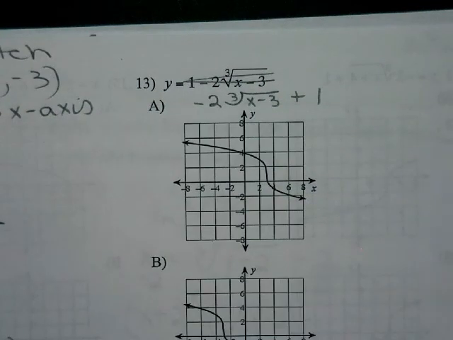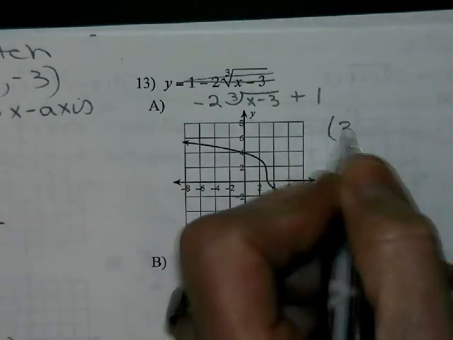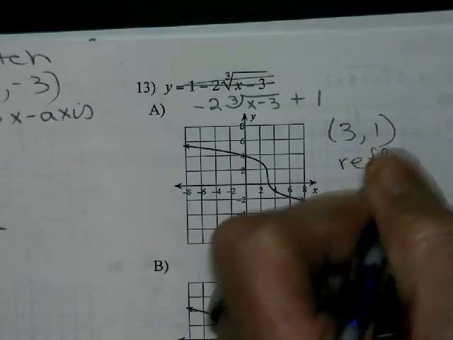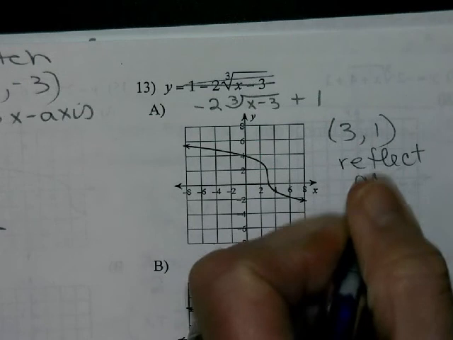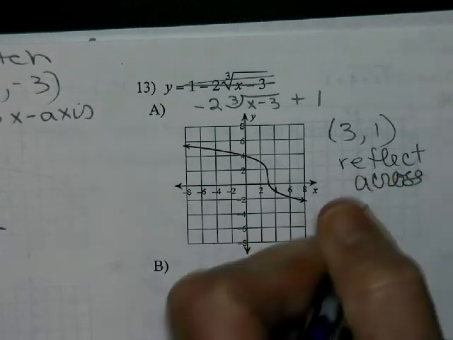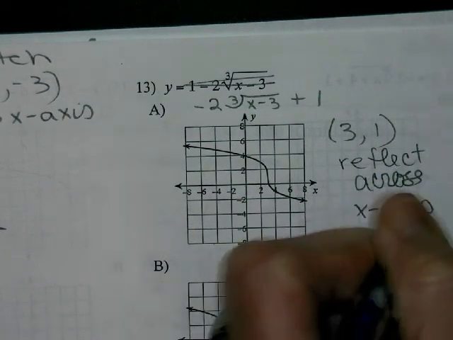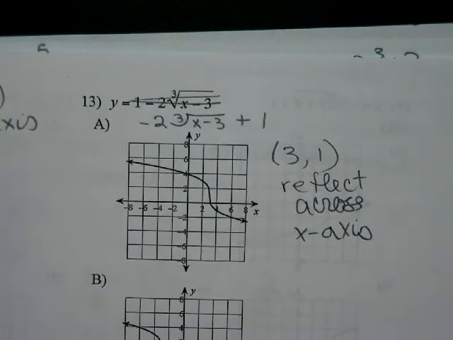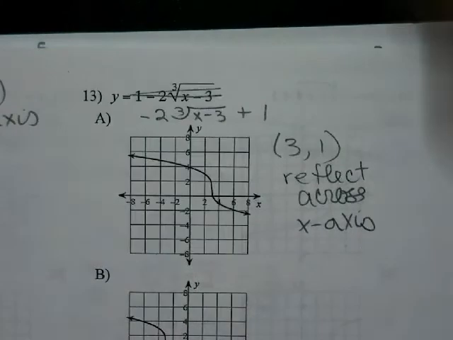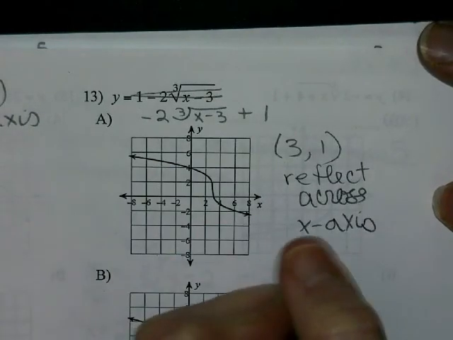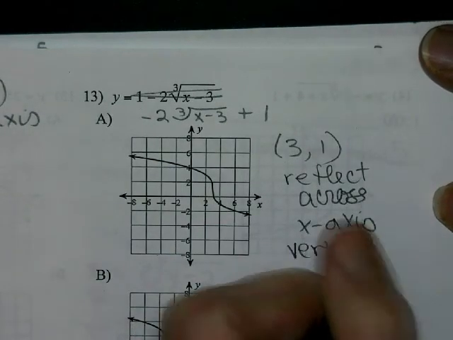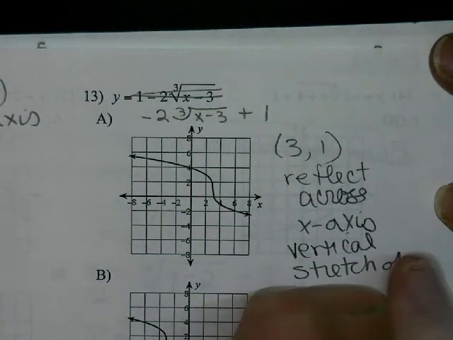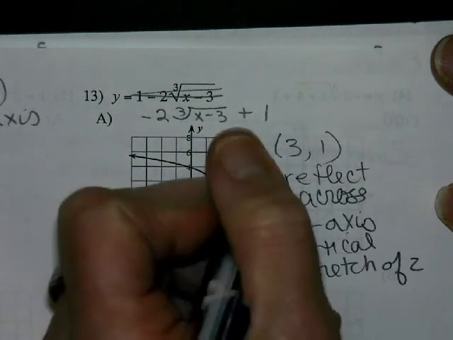This one's a jumbled up mess. Got to rewrite it. So I see a -2 cube root of x minus 3 plus 1. I like to rewrite it so that h and k are obvious. So I have a 3 and a 1, a reflect across the x-axis, and a vertical stretch of 2.